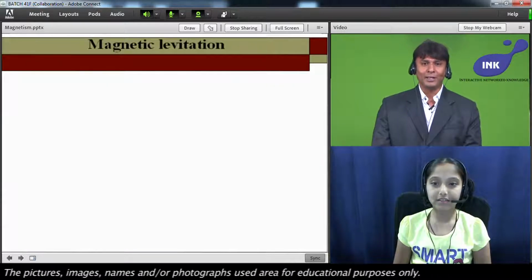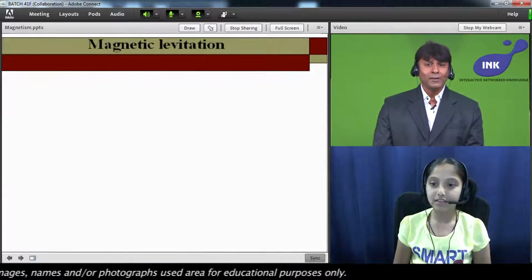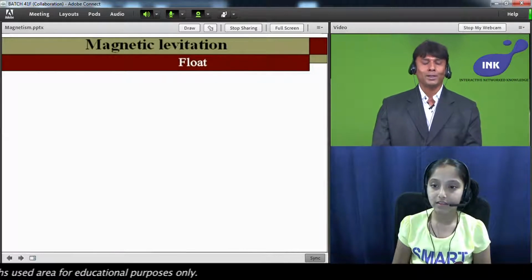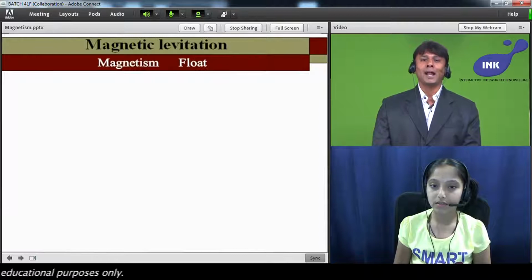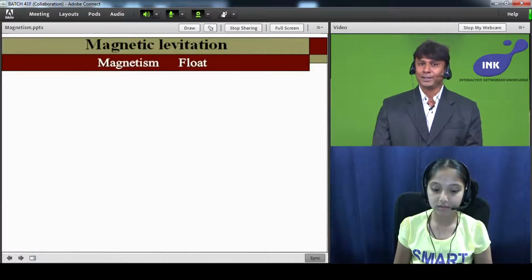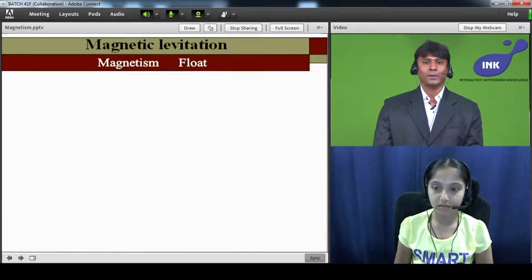After understanding this very basic property, let us go to the next property, and this is called magnetic levitation. Levitation means to float, and when something floats because of magnetism, that is called magnetic levitation. Now, how can something float because of magnetism? For this, let us understand this very simple principle.